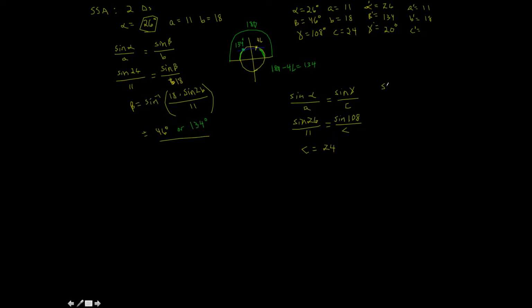The only difference is this time we're doing it for alpha prime and A prime and gamma prime and C prime, so that we can find this other angle. So that's still the sine of 26 all over 11 equals the sine of 20 all over C prime. So 2 significant digits again, cross multiply and divide, and you should get 8.6.